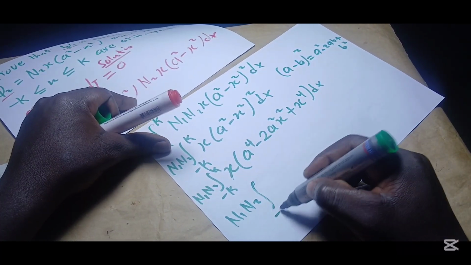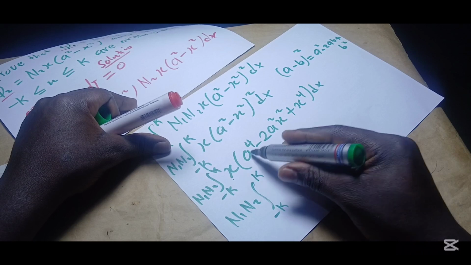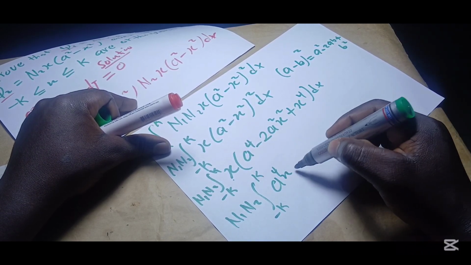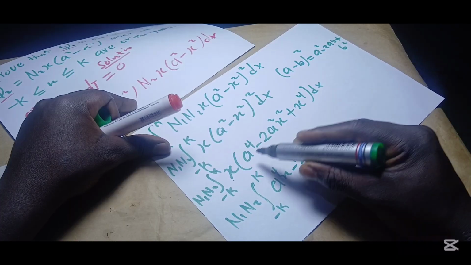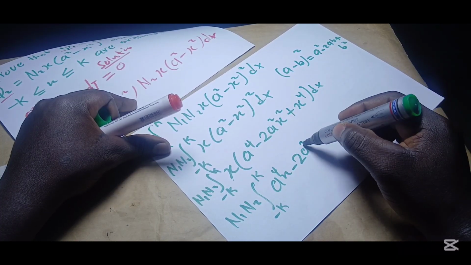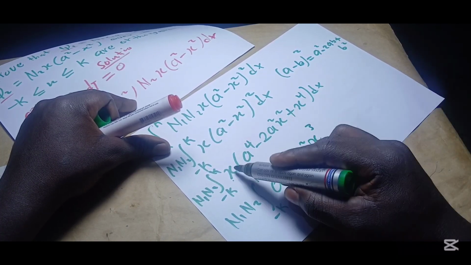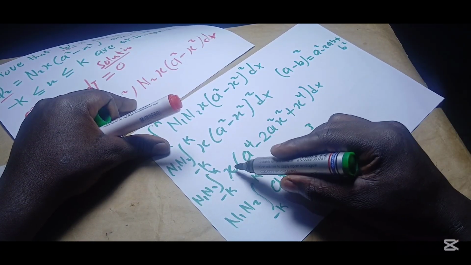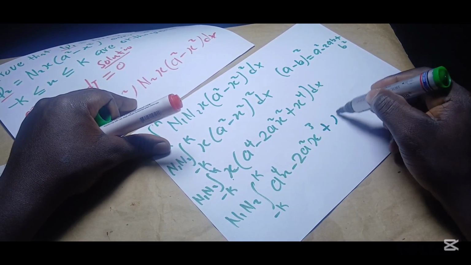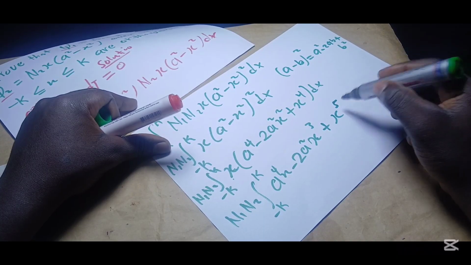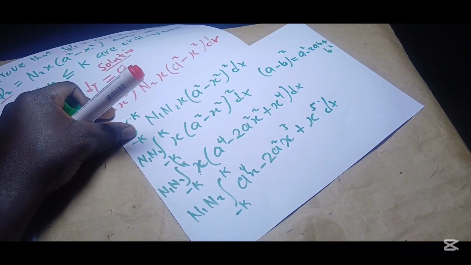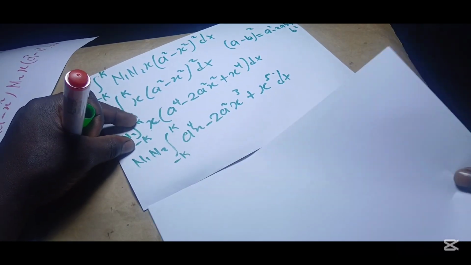n2, integral from minus k to positive k, x by a to the power 4, giving us a to the power 4 x, by minus 2 a to the power 2, giving us minus 2 a to the power 2 x to the power 3. X to the power 1 multiplying x to the power 2 gives us x to the power 3. So x multiplied by x to the power 4 gives us x to the power 5, right? So dx. So now what next? Let's integrate.